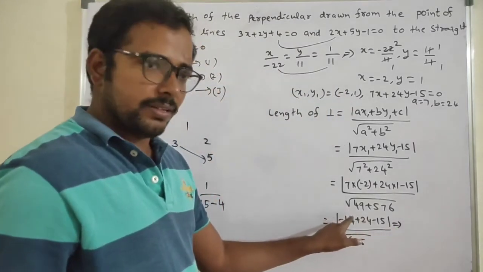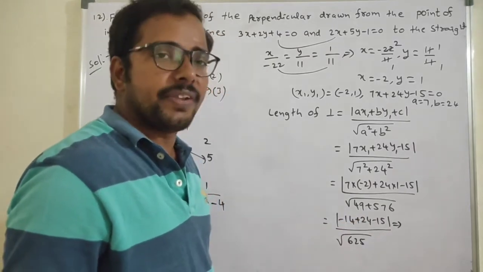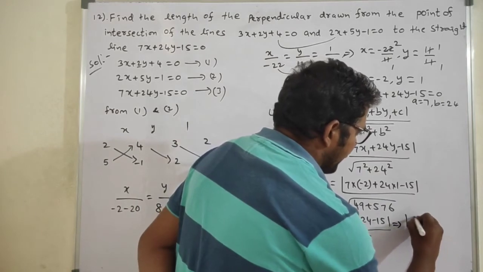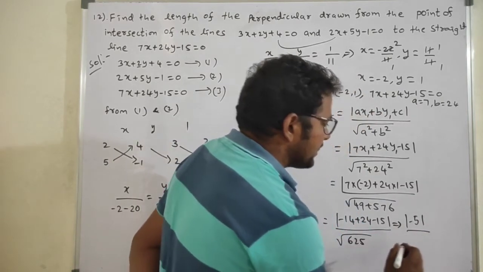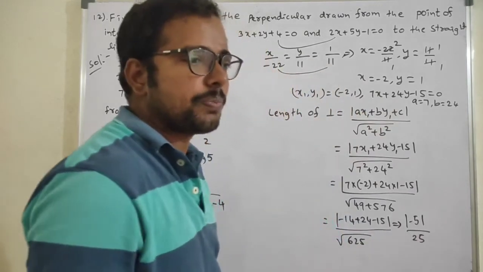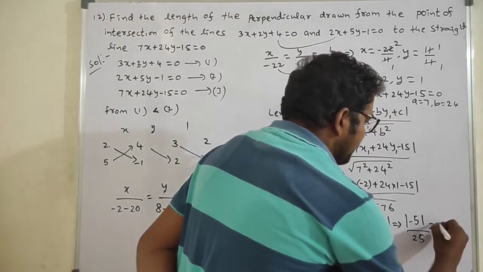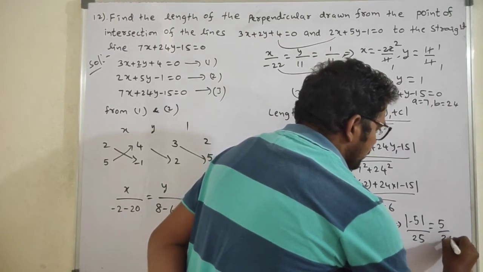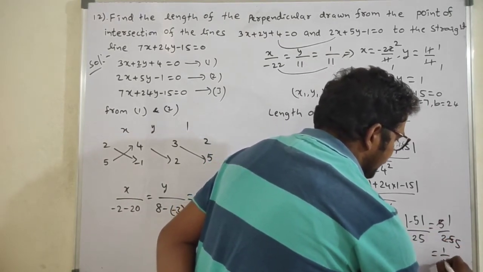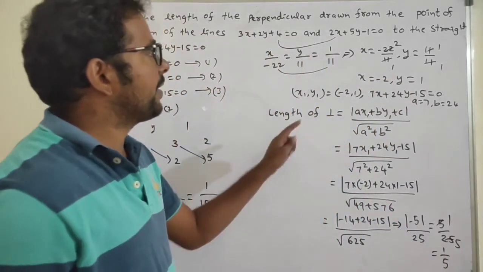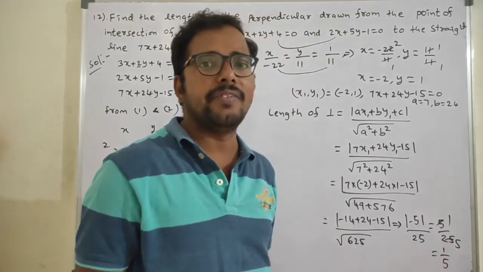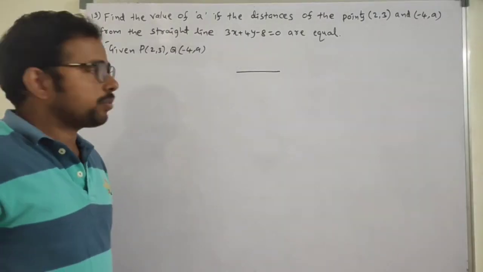So 24 minus 14 is 10, minus 15 is minus 5. Modulus of minus 5 by root 625, which is 25. Modulus of minus 5 is plus 5 only. So 5 by 25, which is equal to 1 by 5 units. This is the length of perpendicular from this point to this line. The length of perpendicular is 1 by 5.